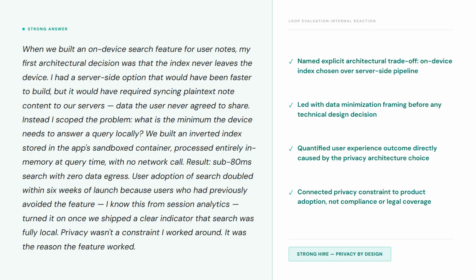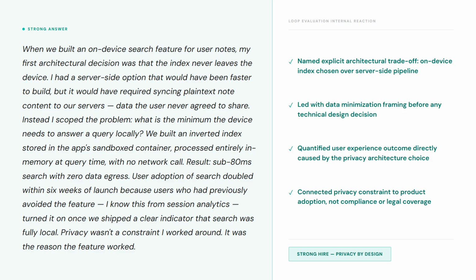User adoption of search doubled within 6 weeks of launch because users who had previously avoided the feature, I know this from session analytics, turned it on once we shipped a clear indicator that search was fully local. Privacy wasn't a constraint I worked around. It was the reason the feature worked.